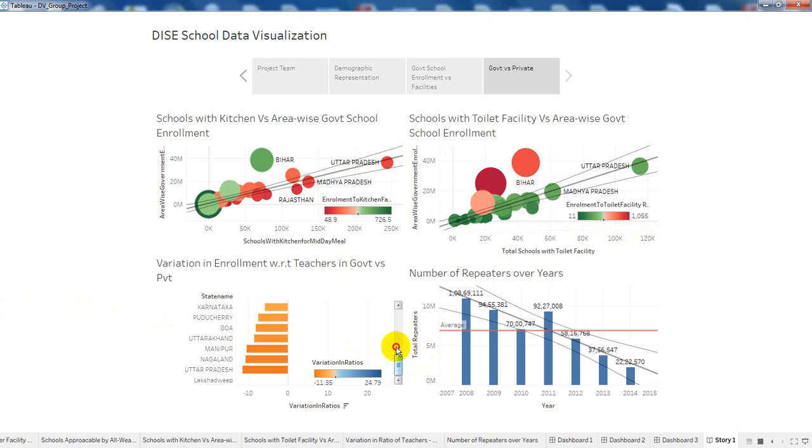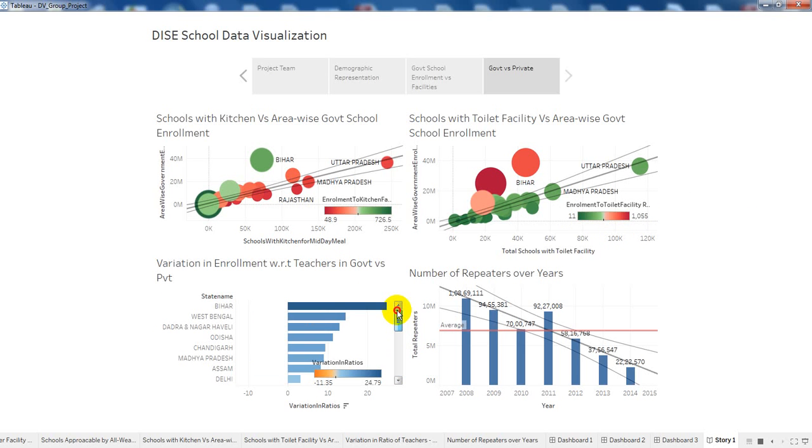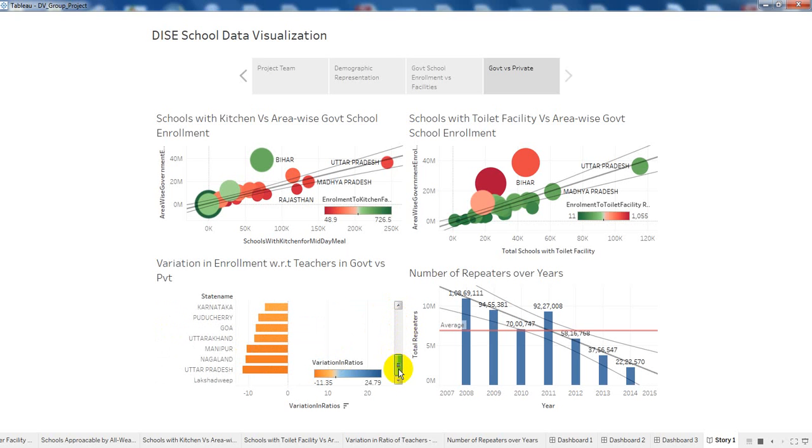Moving on to the last two visualizations, which are regarding the variation in enrollment. We can see that in the states of Bihar, West Bengal, Odisha and Chhattisgarh, the number of teachers enrolled in government schools is quite positive as compared to private schools. If we go below, we see that in the states of Uttar Pradesh, Nagaland and Manipur, the enrollment of teachers in private schools is quite high as compared to government schools.